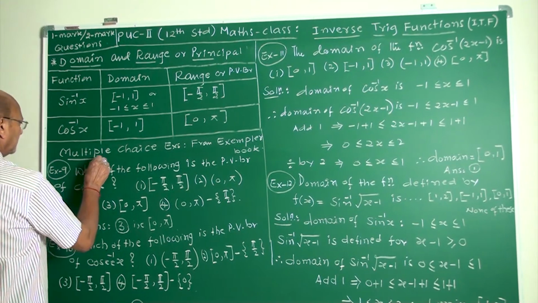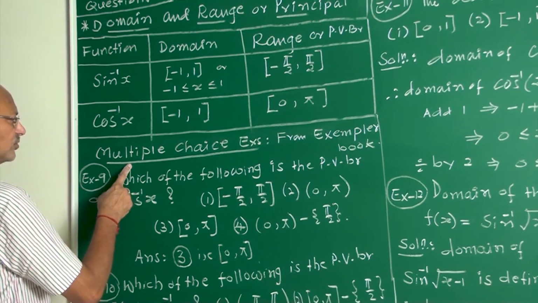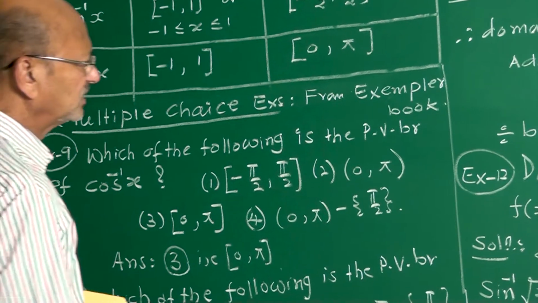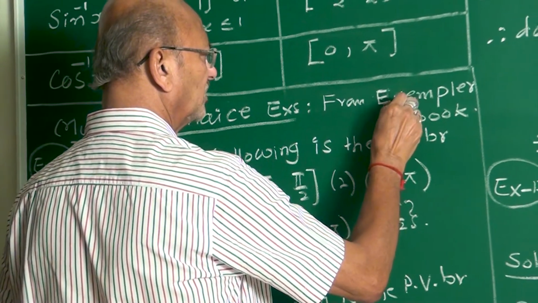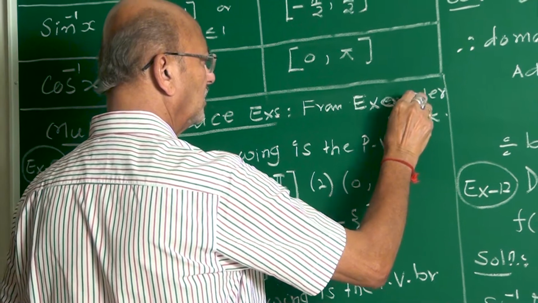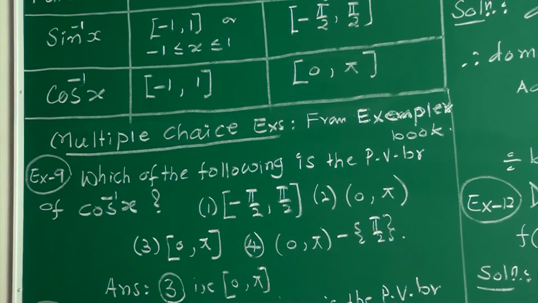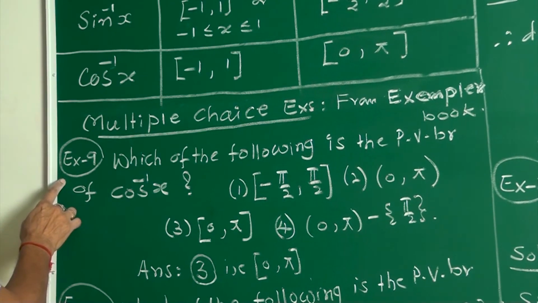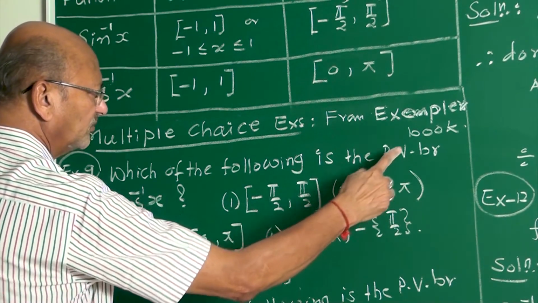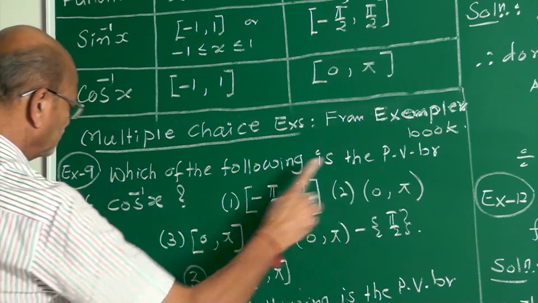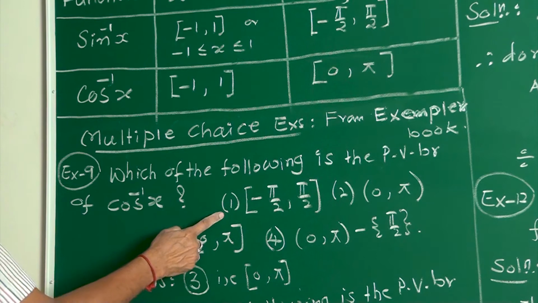Friends, these are some 4 examples, multiple choice or you can say objective type of examples. I have selected all these examples from the exemplar book, my friends. The first question: which of the following is the principal value branch of cos inverse x? These are the options given, my friend.